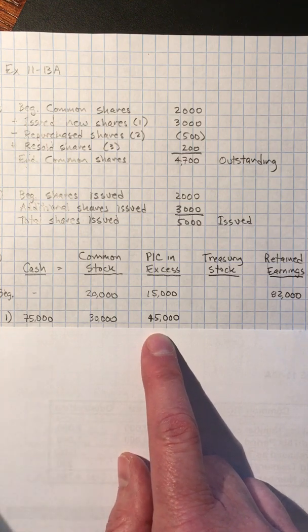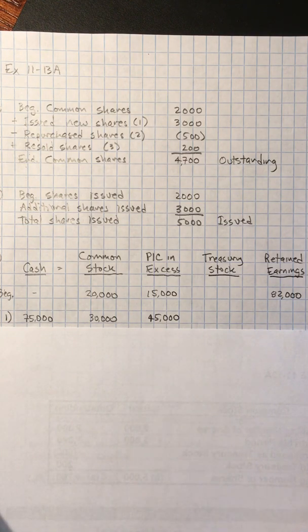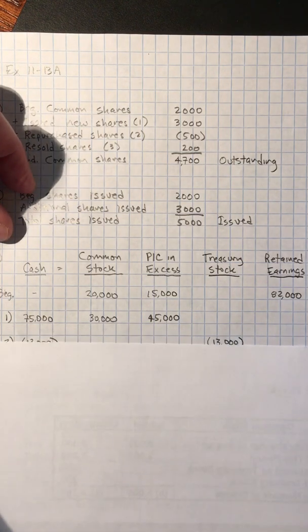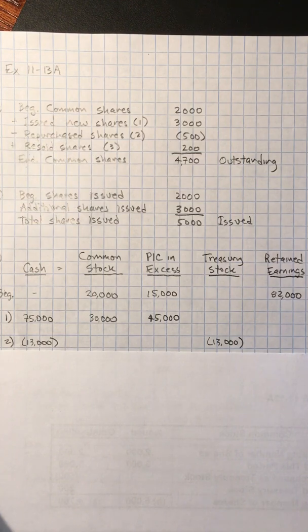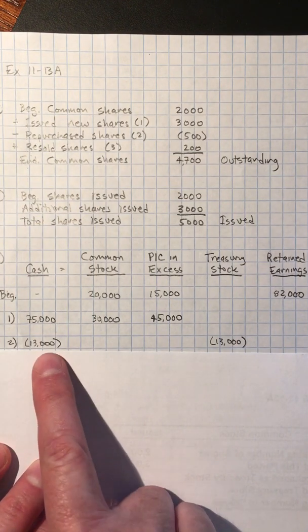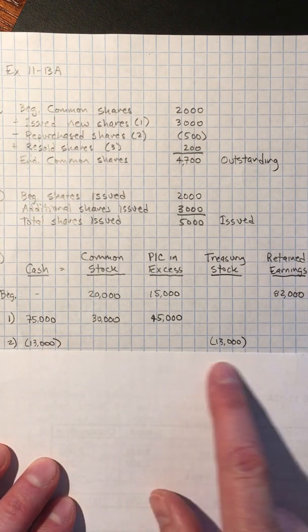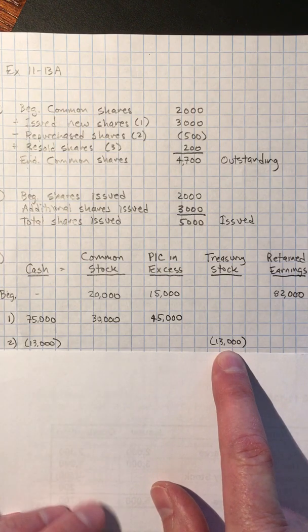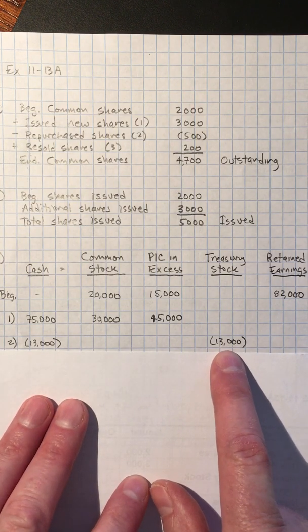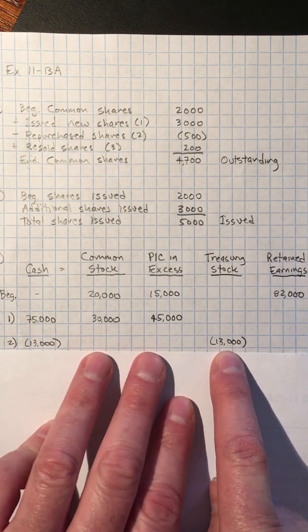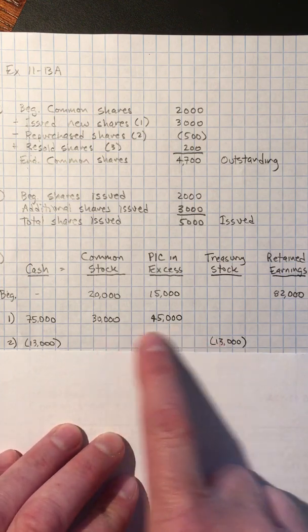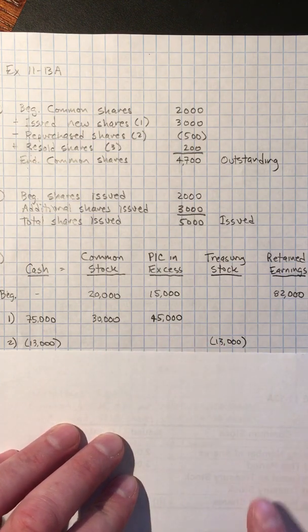Then transaction 2, we repurchase 500 shares at $26 per share. Again, we record that at cost. Okay, we don't worry about par when it comes to treasury stock. So I spend $13,000, that leaves my company, and I record $13,000 in treasury stock. And again, that's a negative number because it's a contra account. Its balance is different than its neighbors there, okay?